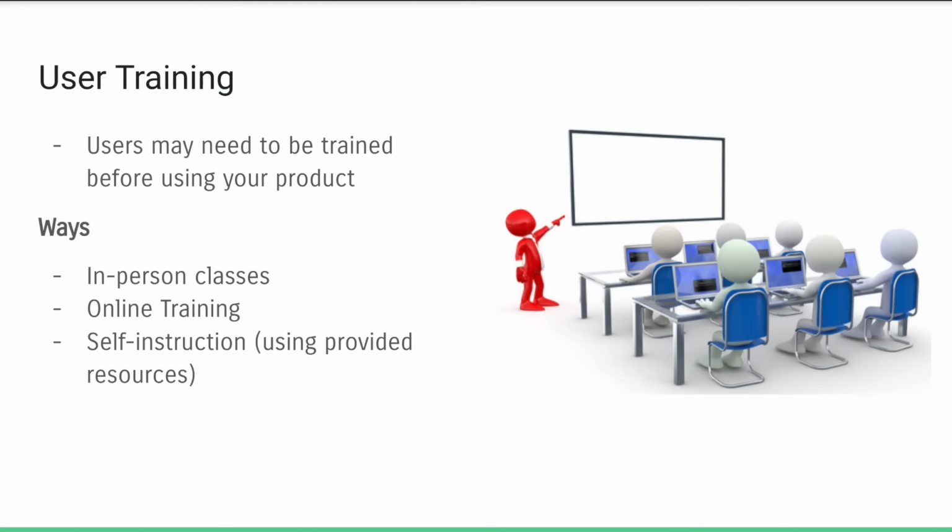Now, in some cases, particularly with more complex pieces of software, you might need to actually train users on how to use it. There are three ways: in-person classes, online training, and self-instruction. Again, there are some advantages and disadvantages to all of these. With in-person classes, this is pretty time consuming, right? And it can often be expensive because you need to hire a trainer. You need to have someone take time out of their day at your own workplace to go train a bunch of other employees who are not going to be doing their job during that time. So it's both cost and time intensive.